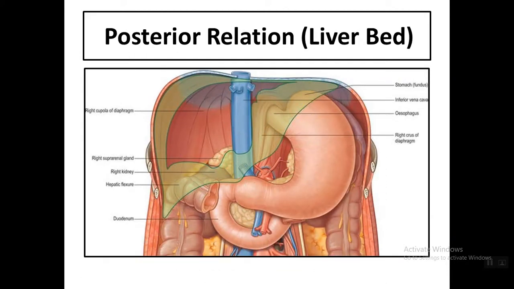While the posterior relation of the liver, or what we call the liver bed, that is the structures that the liver will sit on, is the diaphragm, the right suprarenal gland, right kidney, right colic flexure, the duodenum, fundus of the stomach, and the abdominal part of the esophagus.